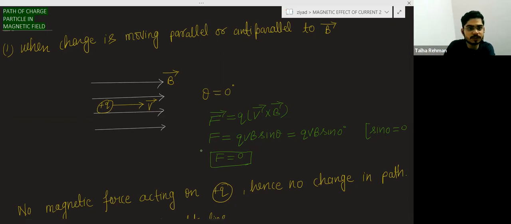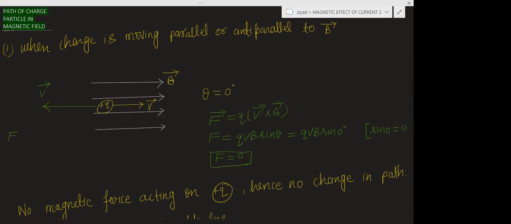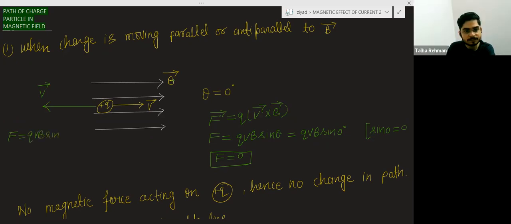Now suppose your charge particle is moving in the opposite direction of the magnetic field. This is your charge particle and it is moving with a velocity v, but now you can see the angle between this velocity vector and the magnetic field vector will be 180 degrees, because both the vectors are in opposite direction. So here also you will get F is equal to qvB sine theta.